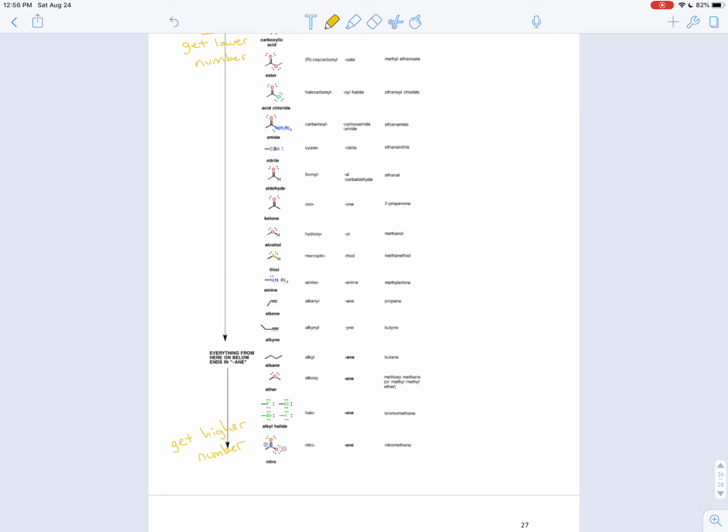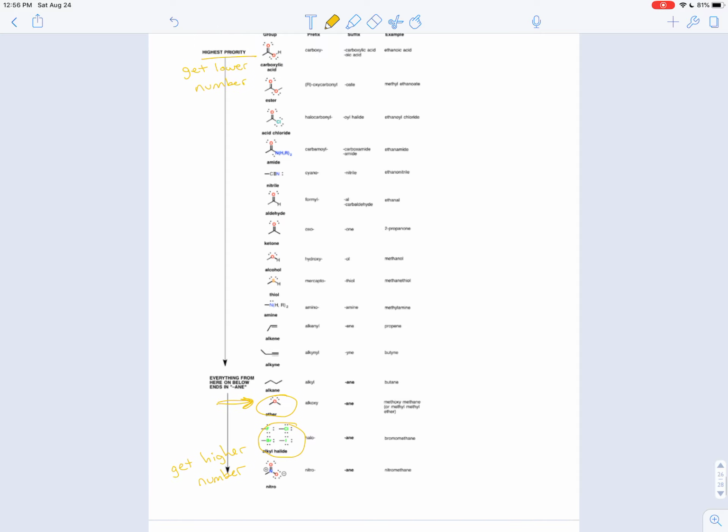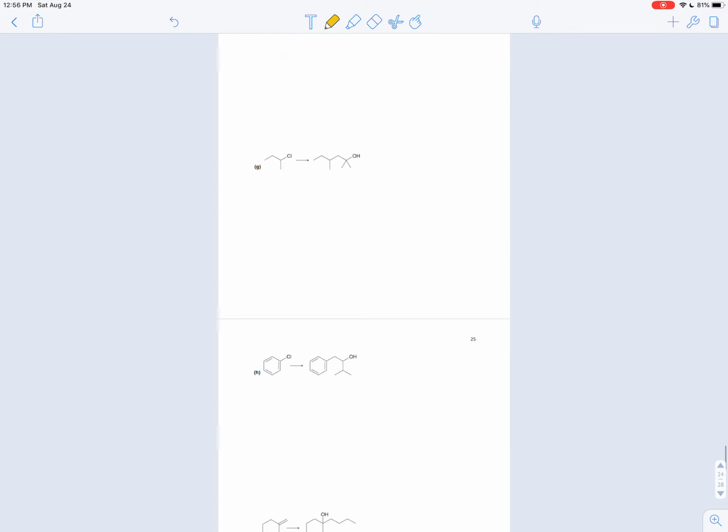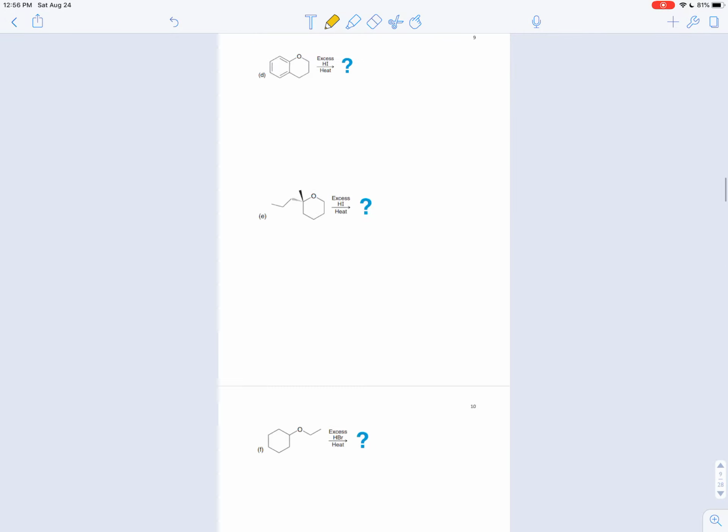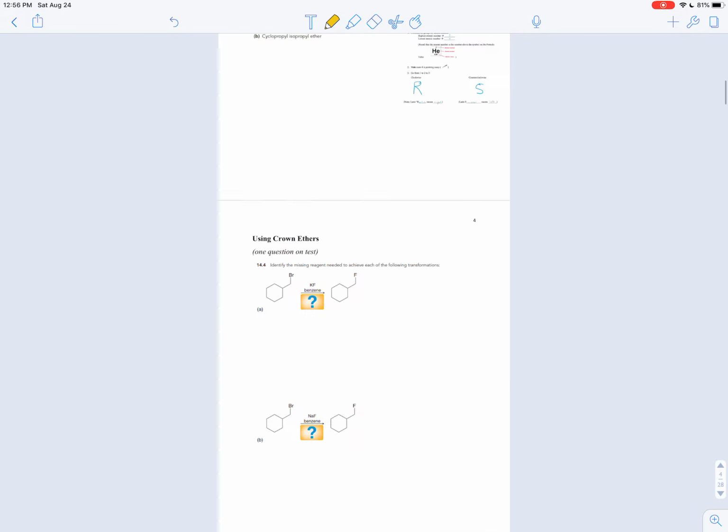So here we have 2 things. We have an ether, and you can see the ether is way down here, but then just below it you have the halogens, fluorine, chlorine, bromine, and iodine. So because the ether is higher, the ether is more important here, and the ether should get the lower number. So we're going to number that benzene ring so the ether gets the lower number.